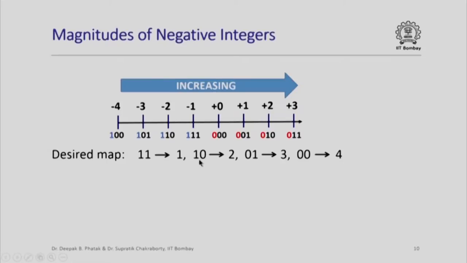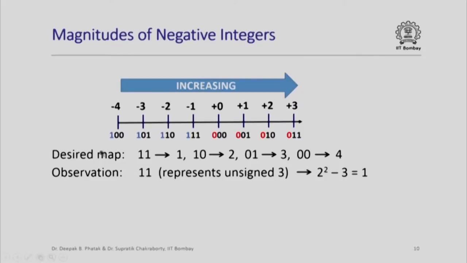Now, the first observation we have is that if you look at this 11 over here, which is actually coming from here, right? These are the negative integers and here the magnitude is represented by 11. 11 as an unsigned integer represents 3, however, we want it to represent 1. So, this 1, what we wanted to represent, can be thought of as 4 minus 3. Similarly, 10 as an unsigned integer represents 2 and we wanted to represent the magnitude 2. So, it can be thought of as 4 minus 2.